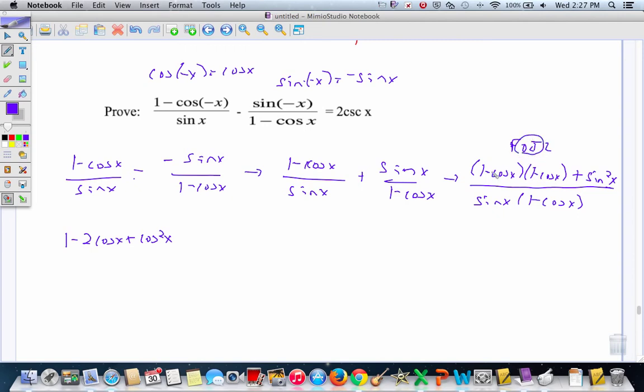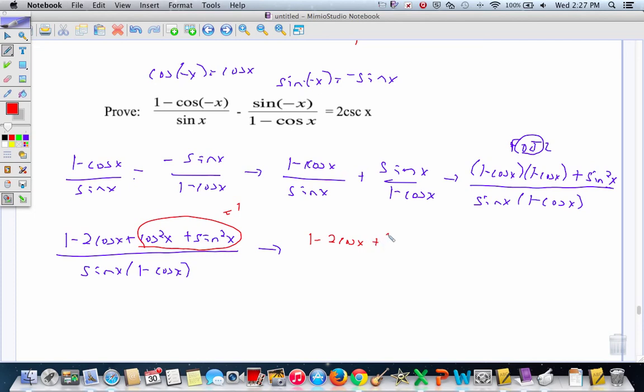Again, we went ahead and FOILed that, but because they have the same 2 terms in the same operations, the outer and the inner are the same, so I just doubled those. 1 times negative cosine was negative 1 cosine, so I doubled that to get negative 2 of those. I still have the plus sine squared on the end of that, and that's over my common denominator of sine times 1 minus cosine. If we take a look at our numerator, our last 2 terms there should look familiar to us. Cosine squared plus sine squared is 1. So in place of those 2 terms, I'm going to replace that with what it equals, 1.